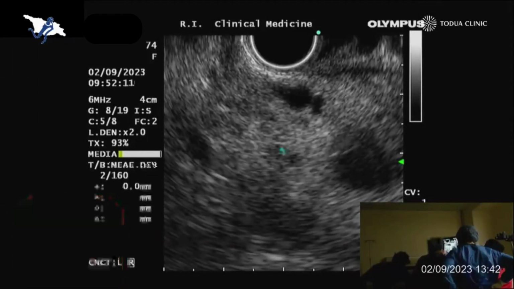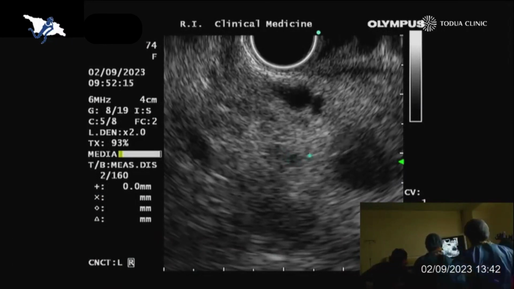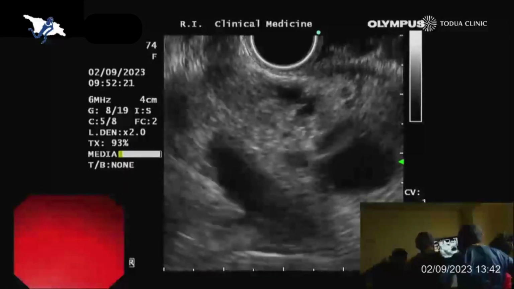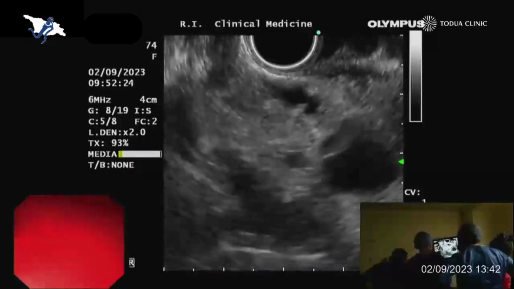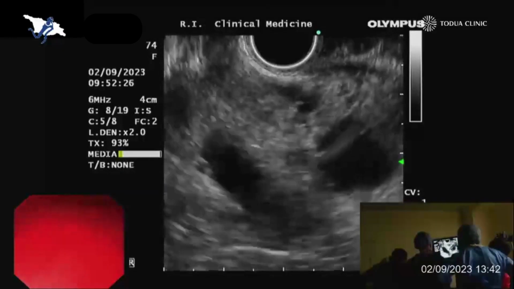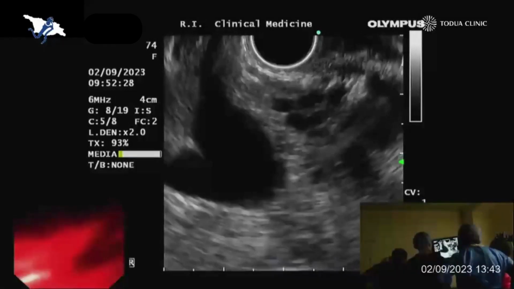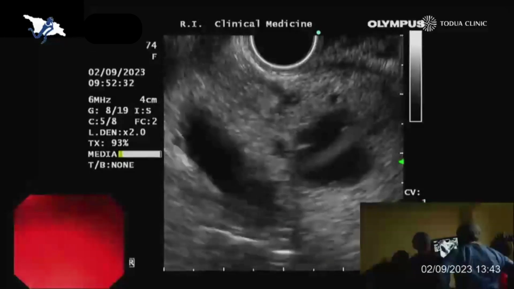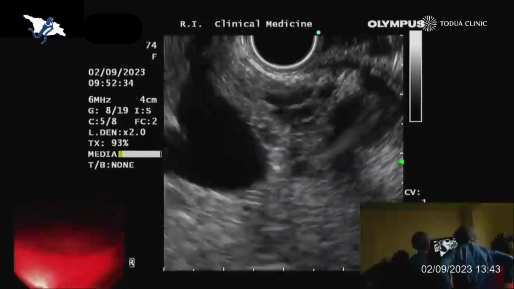Okay, wait a moment. What I'm going to show now, I will move the scope. This is the pancreatic duct, and then you will see that there is a connection here to this cyst. So please focus now on this. So you see here, this is the pancreatic duct, or a side branch entering the cystic structure. So I think this is a sign that it is a side branch IPMN.